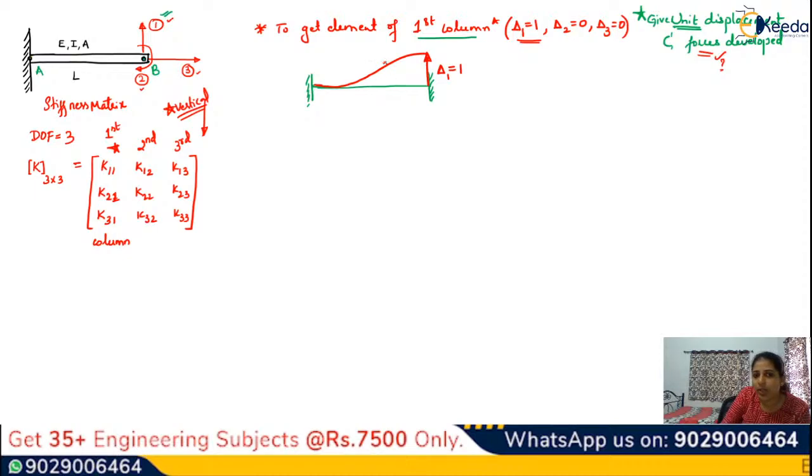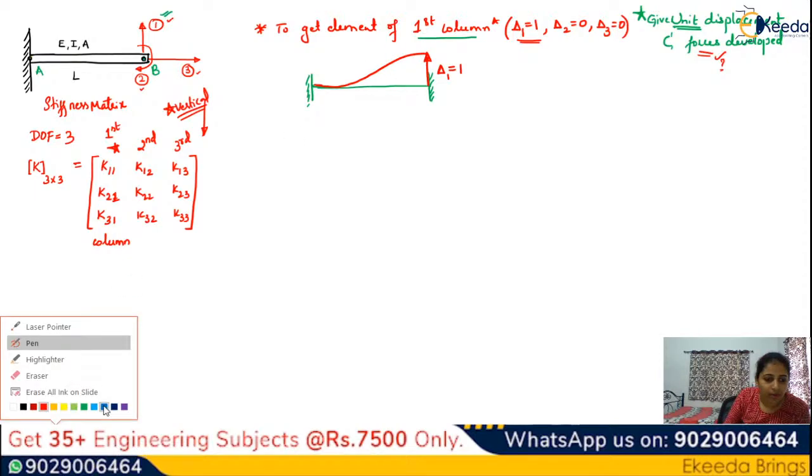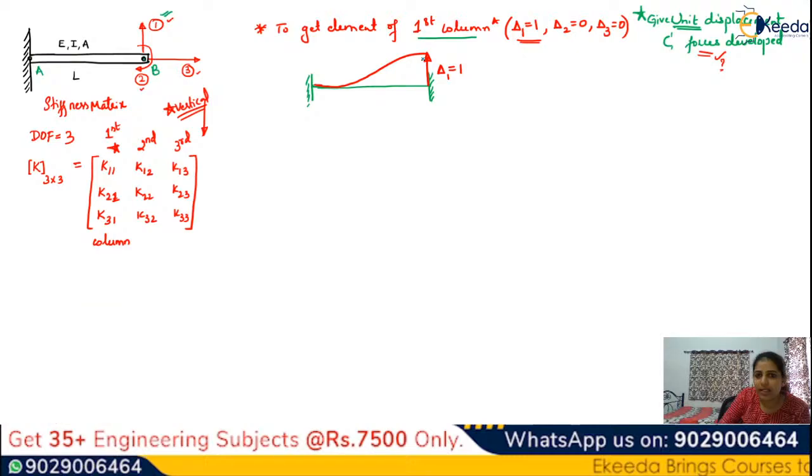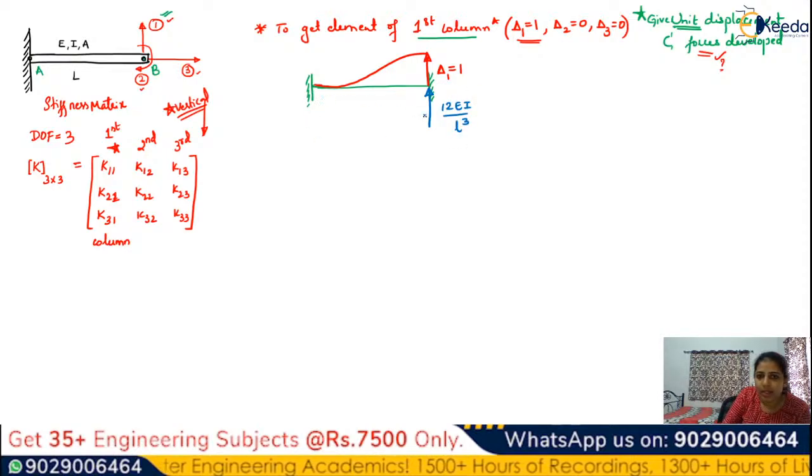So what we'll do is we'll give unit displacement like this. Now if we give unit displacement like this, we have to see what forces are developed. There will be reactions developed as well as moments developed. Now what are those reactions? In this direction, a reaction equal to 12 EI by L cube will be developed. Here the beam is moving upward. Here we have to resist that, so the beam will move downward here. It will be 12 EI by L cube even here.